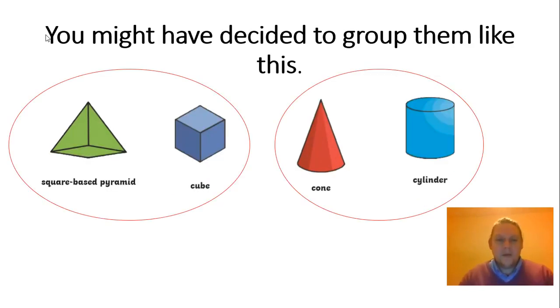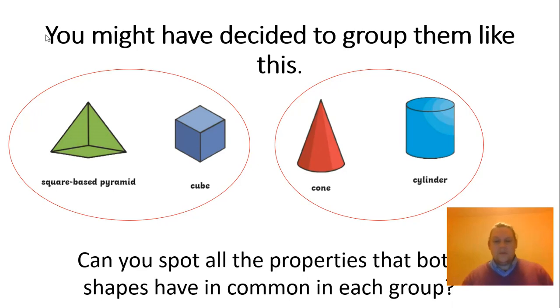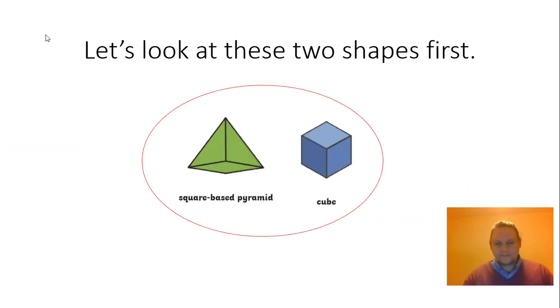Okay, so we've got 2 groups now. We've got the square-based pyramid and the cube in one group, and we've got the cone and the cylinder in another group. Can you spot all the properties that both shapes have in common in each group? If we look at the ones on the left first, we've got our square-based pyramid and our cube. So what's similar about them? What do they have in common? Can you spot anything? Thinking about things like edges and vertices and faces.